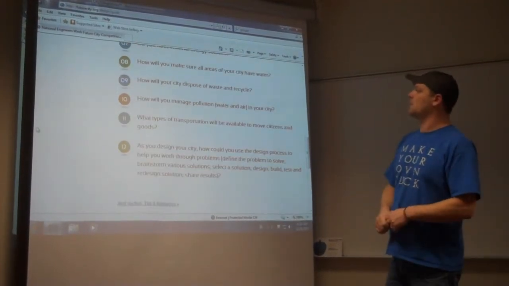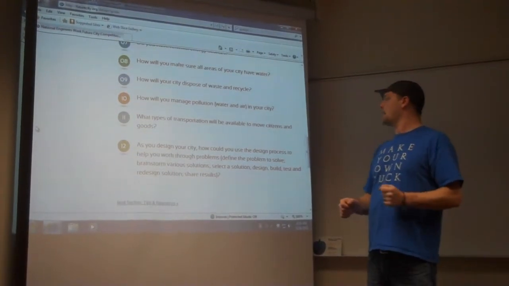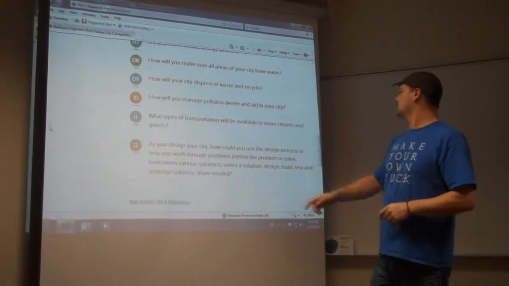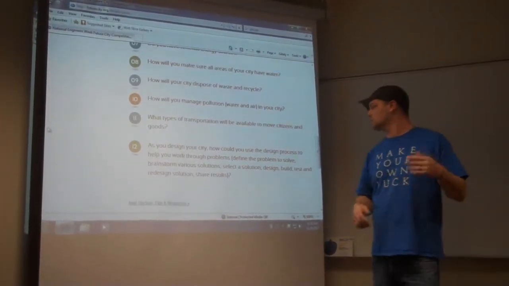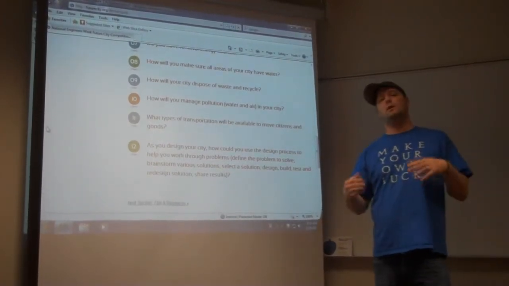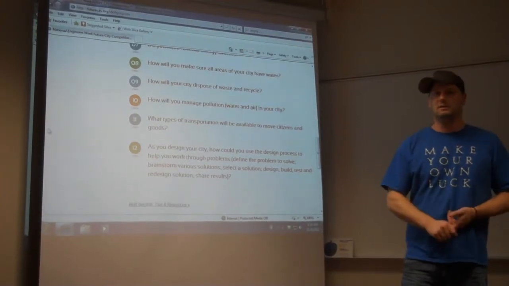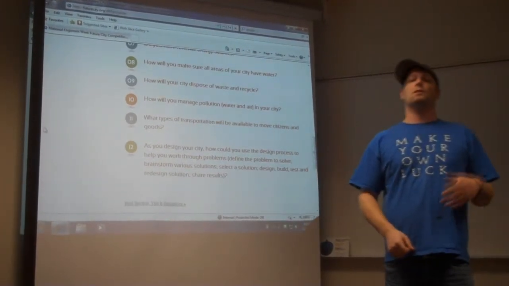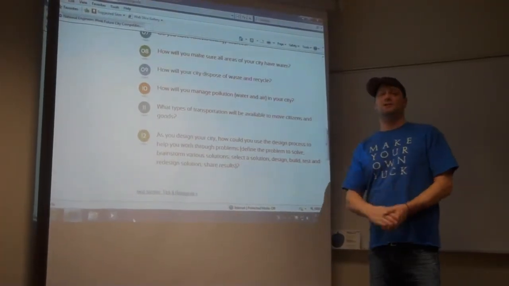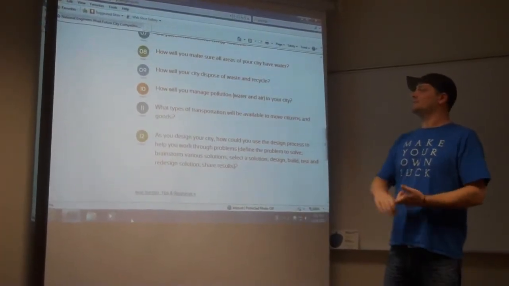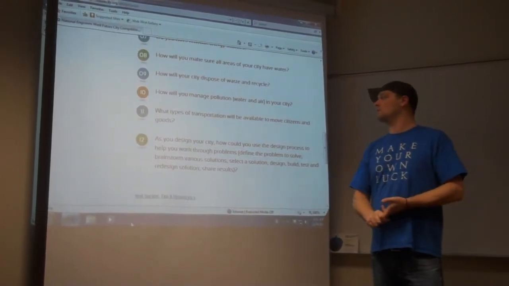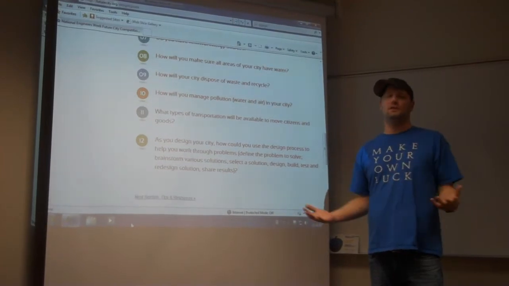And as for number 12, as you design your city, how could you use the design process to help you work through problems? Define the problem to solve, brainstorm solutions. You guys know the design process. You have been working with it all year, so make sure you're keeping the design process in mind while you are making your virtual city. Okay, now that we have all this information, where to start your city, the tips and resources for your city, we are ready to make the next video, which will be helping you use the game itself.